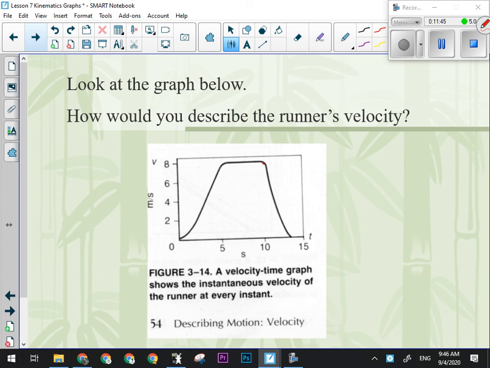What's happening here in this last part? They're slowing down, right? So they probably crossed the finish line, and now they're slowing down. Do they actually stop?